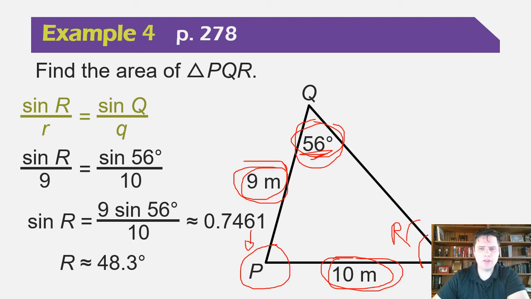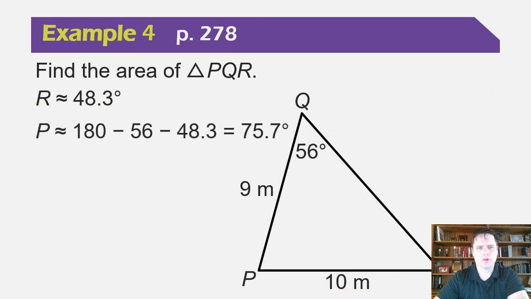Now remember, that's this angle, but we wanted this one. So how are we going to go about finding P? Well, we know that P has to equal, you should be really used to this by now, 180 minus Q minus R. So we just subtract the two other angles from 180, and we'll get P. So 180 minus 56 minus 48.3 equals 75.7.